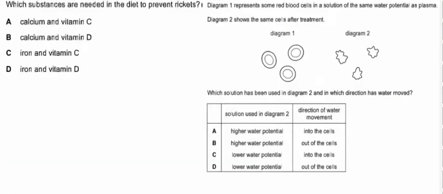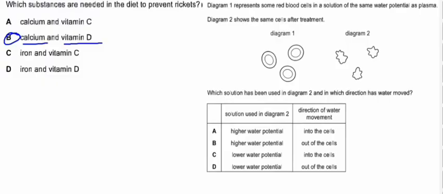The next one. Which substances are needed in the diet to prevent rickets? So when a person is lacking calcium and vitamin D, he or she is going to suffer from a deficiency disease, which is rickets. So the answer here is just going to be B, which is calcium and vitamin D. Let's come to the next one.